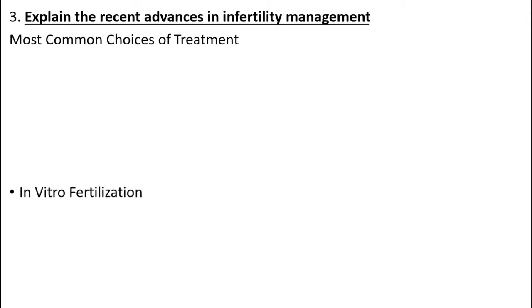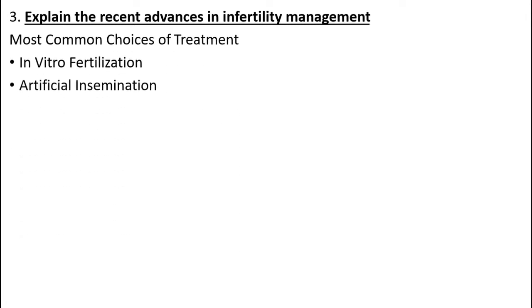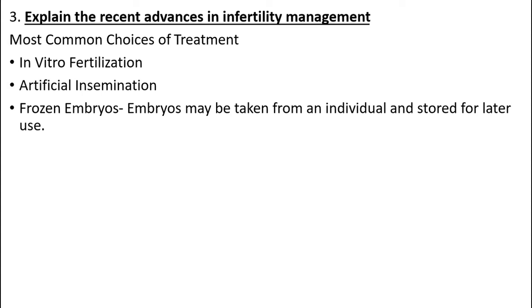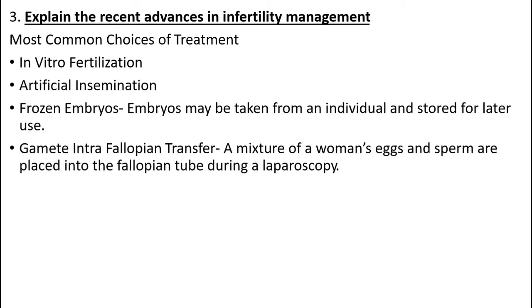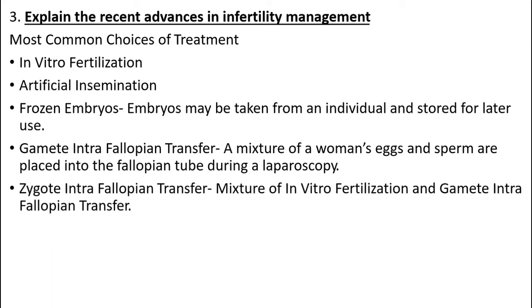And the third question is recent advances in infertility management. The most common choices of treatment are in vitro fertilization and artificial insemination. Frozen embryos means the embryos may be taken from an individual and stored for later use. Gamete intrafallopian transfer, a mixture of a woman's eggs and sperm, is placed in the fallopian tube during laparoscopy.